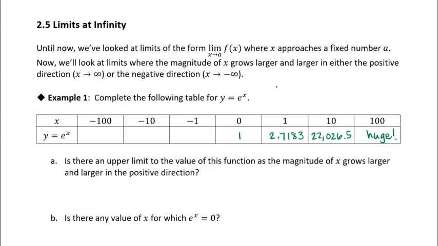All right, so before we finish filling out this table, let's look at the first question. It says, is there an upper limit to the value of the function as the magnitude of x goes larger and larger in the positive direction? Okay, and no, there's no upper limit. So e to the x grows infinitely large.